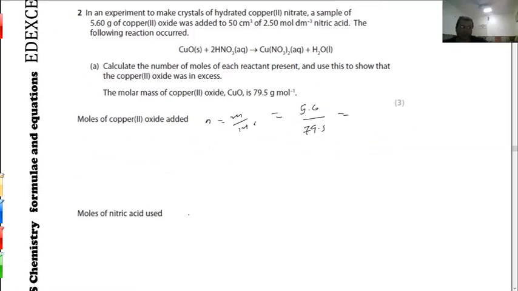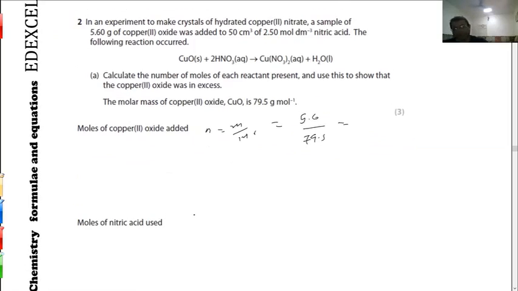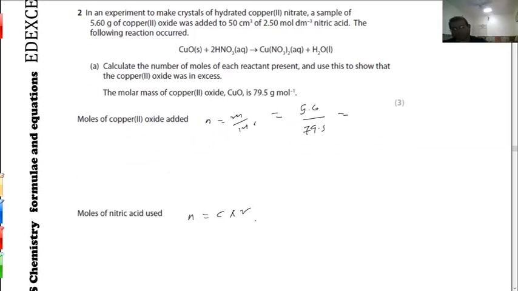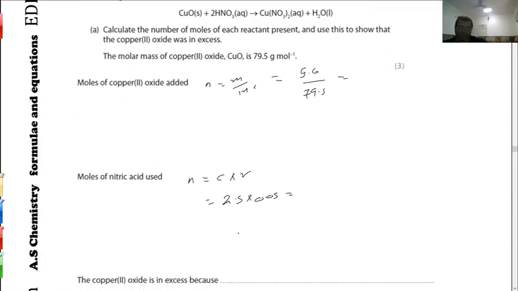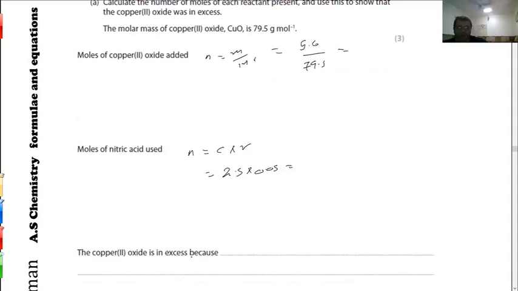Moles of nitric acid: this one is given in aqueous solution, so number of moles equals concentration times volume, and the volume is supposed to be in liters. So the concentration is 2.5 times the volume, which is 50 over 1000, which is 0.05. This gives you the number of moles of nitric acid. The copper oxide is in excess amount, for sure.